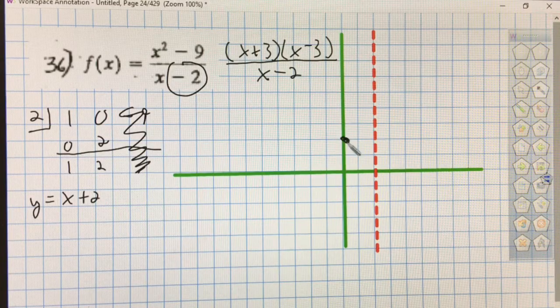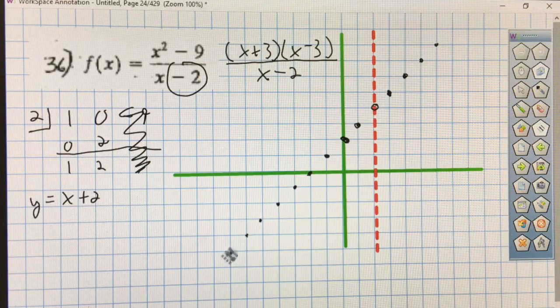So I begin at 2, and I go up 1 over 1, up 1 over 1, up 1 over 1, up 1 over 1, and that's going to be my oblique or slant asymptote. Not my graph, my asymptote. Now we can generate a couple of points.